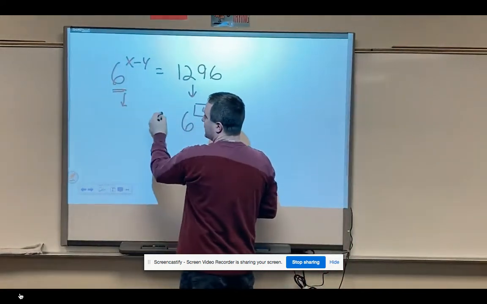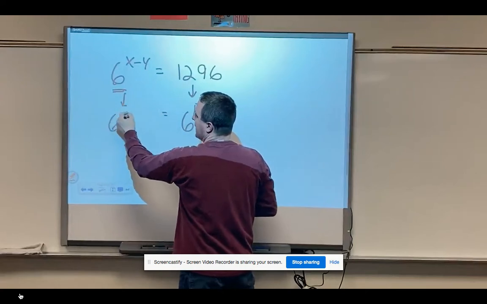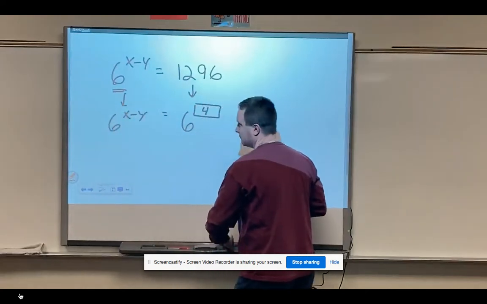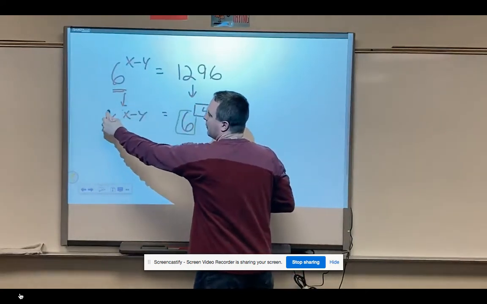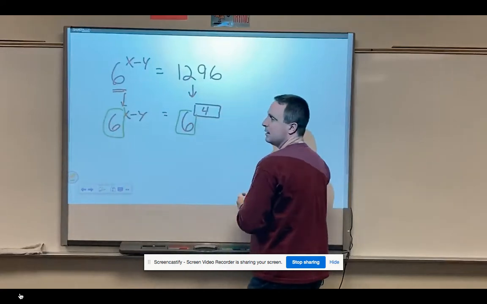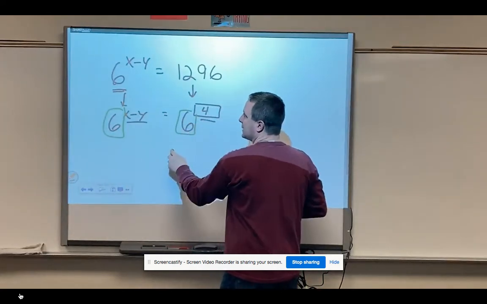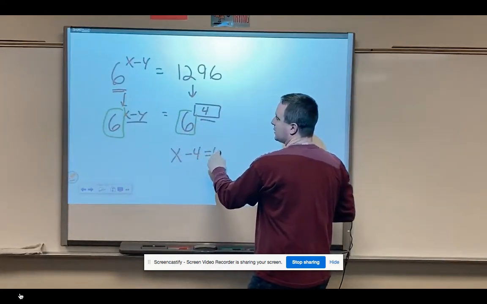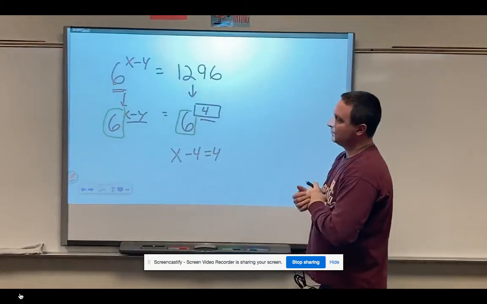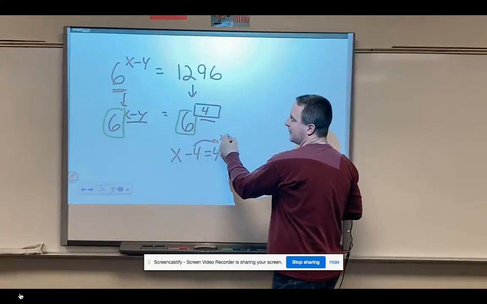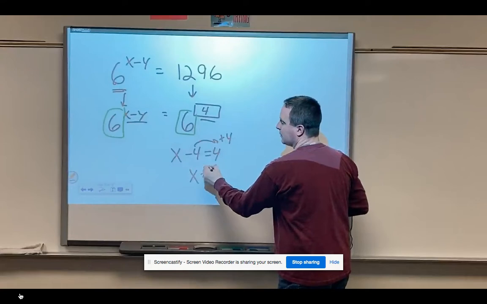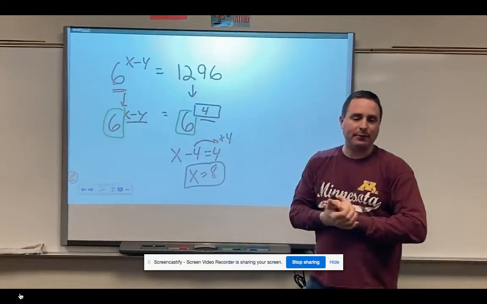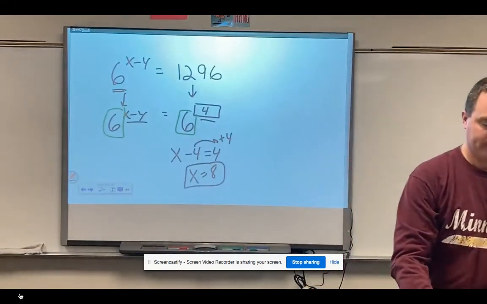Okay, so I had to change the second one, but this first one doesn't have to change. Worked out nice. If I look closely, they both have base 6s. They're equal to each other, so my exponents are the same. I can write a little equation for my exponents. If I solve for x by adding 4, x equals 8. So that one I only had to change one of them.